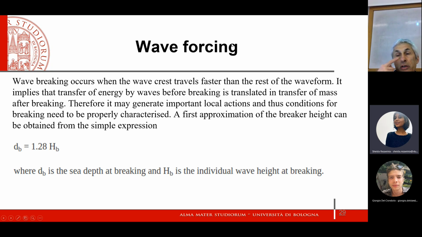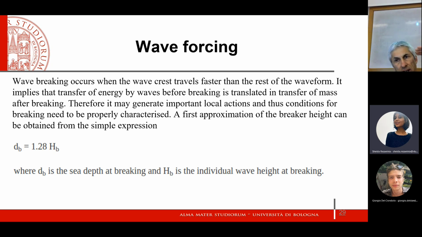And as an empirical rule, you can use the simple expression that you can see here. dB is the sea depth at the breaking, and HB is the individual wave height at breaking. Height is twice the amplitude. So this means that once you have estimated the difference between the wave crest and trough, so the height, this is to be estimated for a return period that is adequate to the design of the harbor.